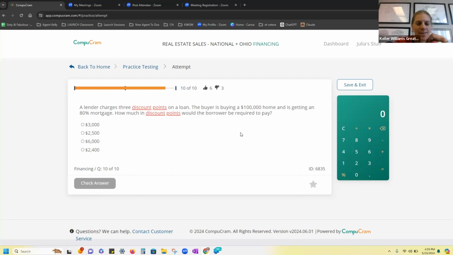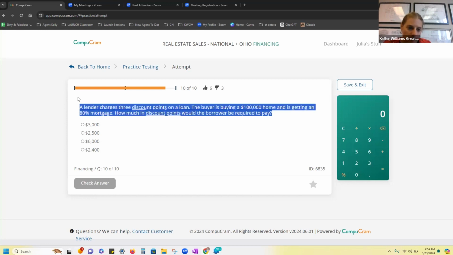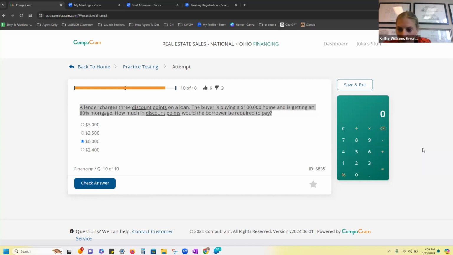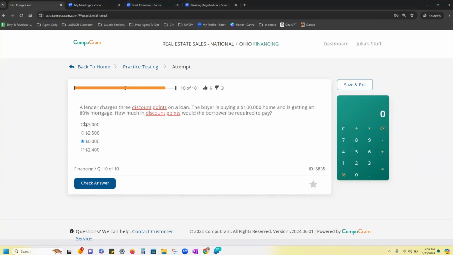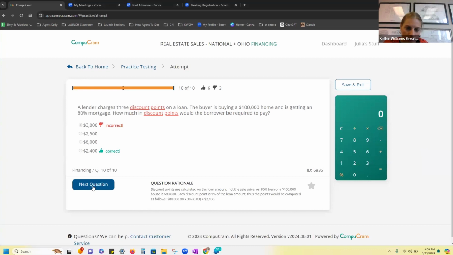Okay. So a lender charges 3 discount points on a loan. The buyer is buying a $100,000 home and is getting an 80% mortgage. How much in discount points would the borrower be required to pay? Is that 3,000, 2,500, 6,000, or 2,400? We'll say A. Maybe that quick. No, so it is D. Close. All right, and let's see how they got it.